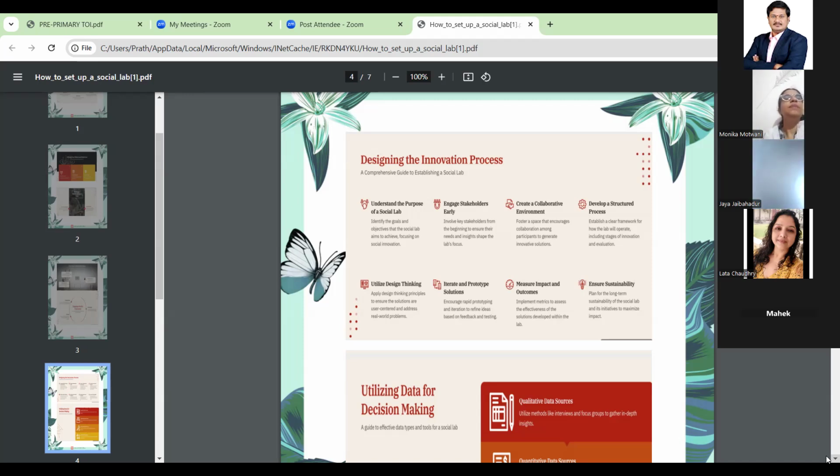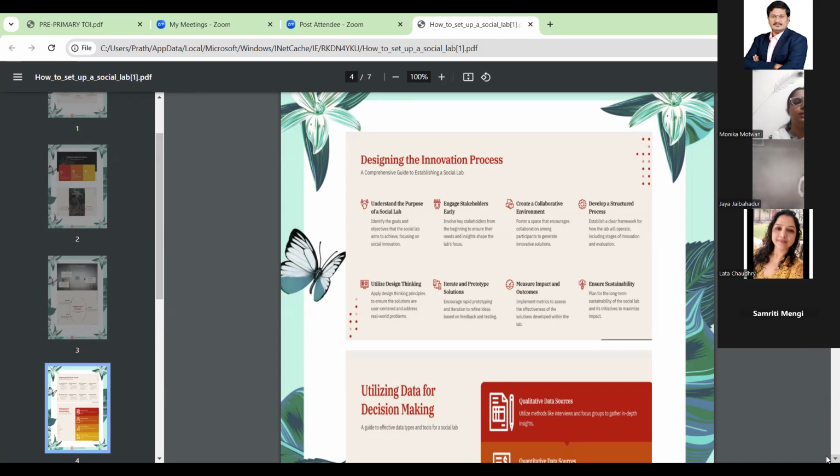Then next comes develop a structured process. Establish a clear framework for how the lab will operate, including stages of innovation and evaluation. Then next is to utilize design thinking. Whatever we have planned in our minds should come onto paper with the principle and the solution, and everybody in the team should be able to understand it, and it must be very friendly to address the problem and solve it.